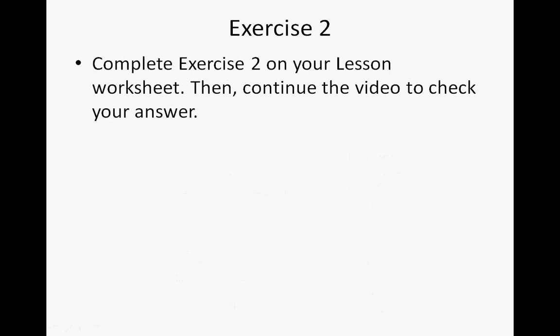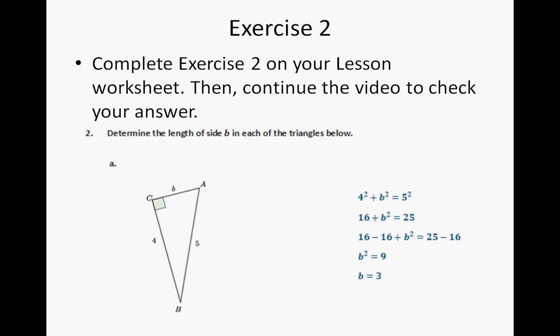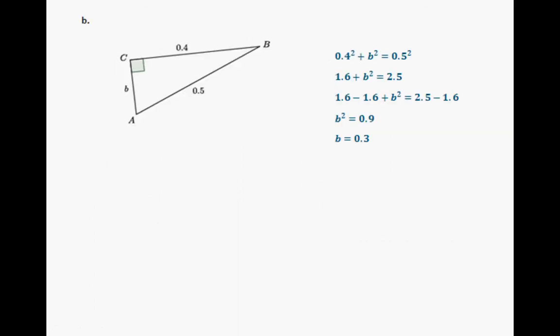Go ahead and do exercise 2 on your lesson worksheet, then continue the video to check your answer. Okay, for exercise 2, determine the length of B in the side. And we've been given easy numbers so that when we find the square root of 9, we can easily get a perfect square. And here is part B.